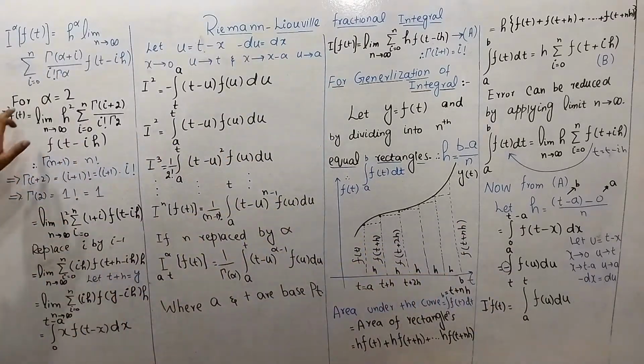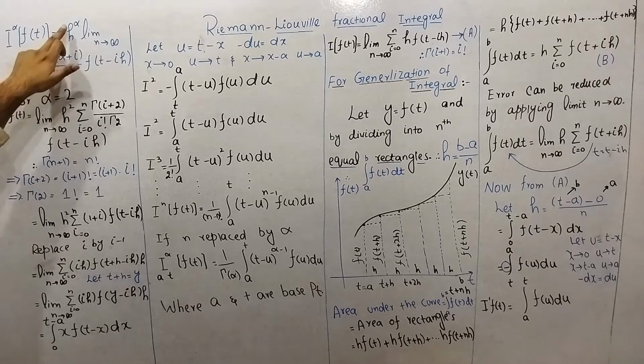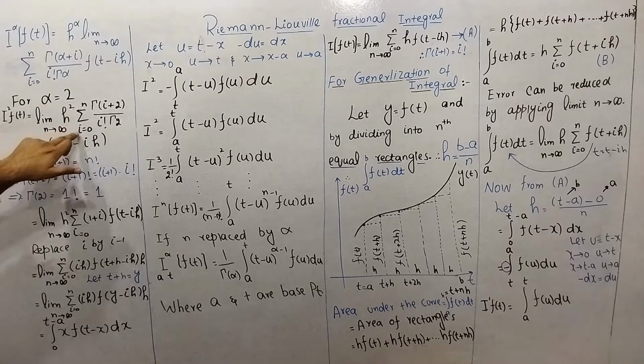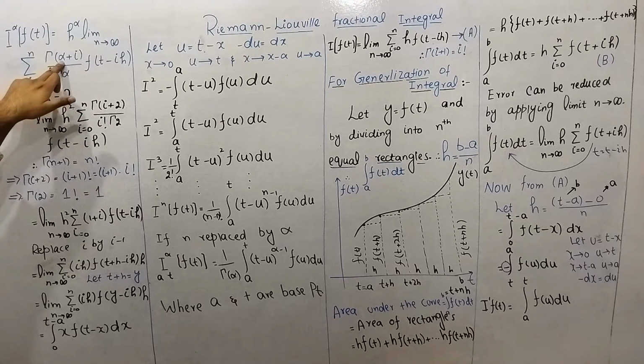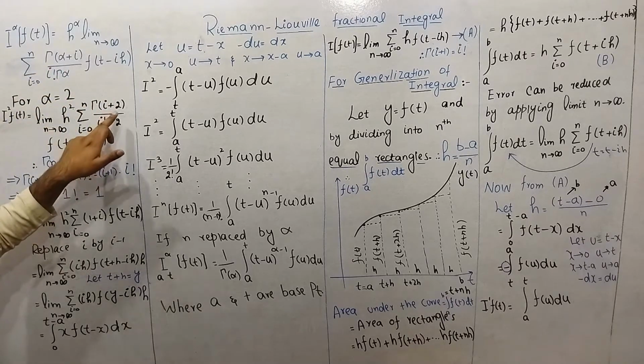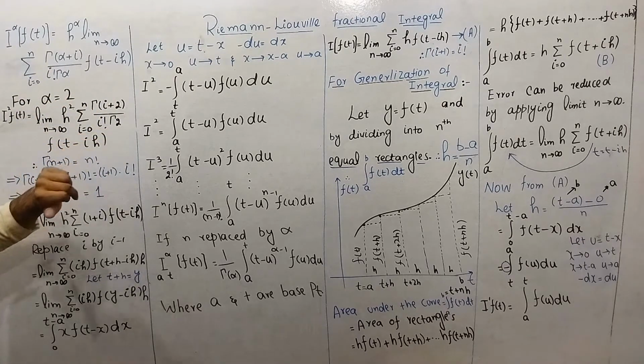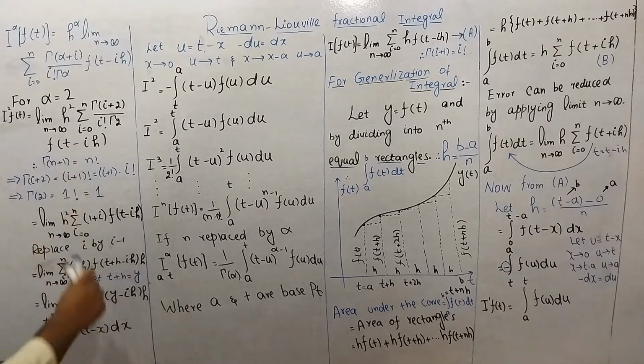Similarly, if we put alpha equal to 2, then the Riemann integral will be equal to h raised to power 2 times the summation i from 0 to n, and the gamma result will be, as alpha is 2, gamma of i plus 2 over i factorial times gamma of 2, f of t minus i of h.